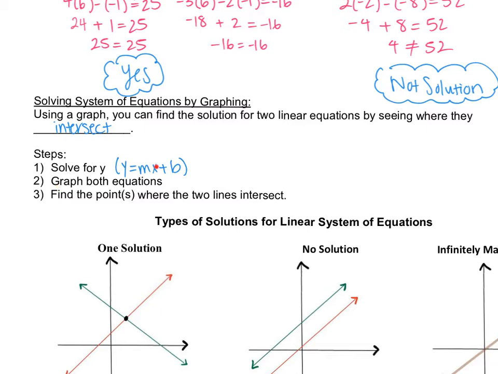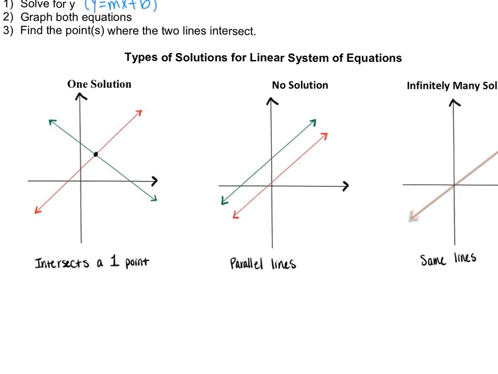And then once you have y by itself, you're going to graph both equations. So you should be using the slope and the y-intercept to help you do that, and then you're going to find the points, or points in plural, where the two lines intersect. Sometimes there could be multiple places they intersect, and I'll show you what I mean.